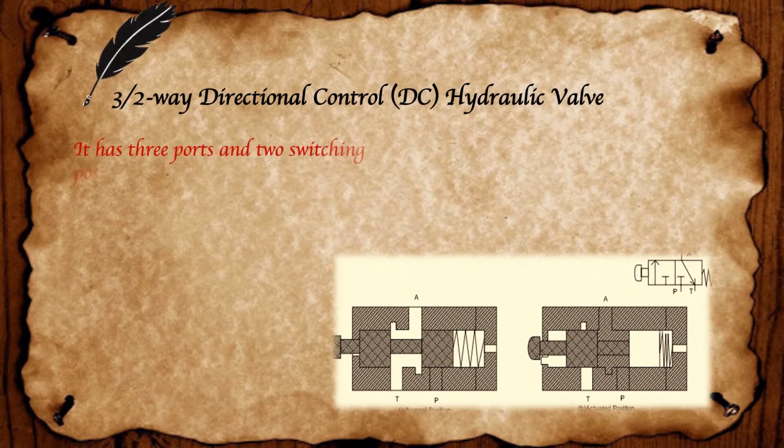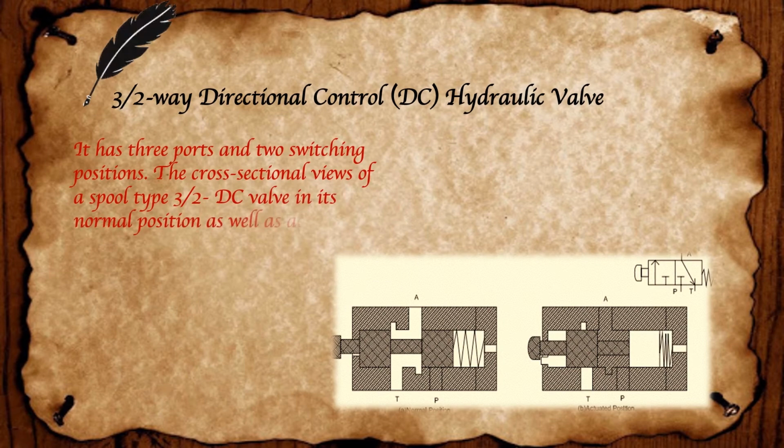3 by 2 way directional control DC hydraulic valve. It has 3 ports and 2 switching positions. The cross-sectional views of a spool type 3 by 2 DC valve in its normal position as well as actuated position are shown in figure 5.